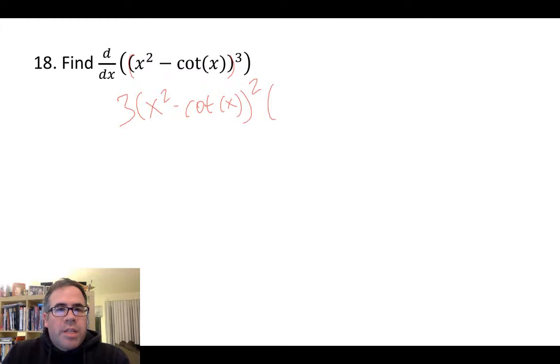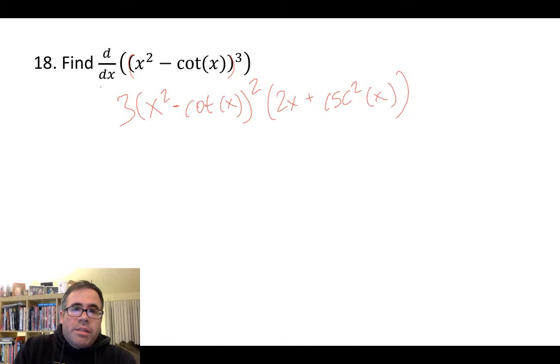Now you have to multiply that by the derivative of what's inside. So the derivative of x squared is 2x, and the derivative of cotangent is negative cosecant squared. Now, since we already have a negative, those negatives cancel, so we'd say plus cosecant squared x. And then there's not really anything else to do. That's it.